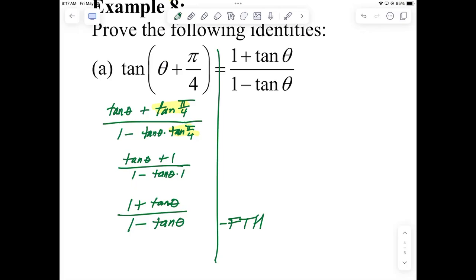So that wasn't that bad. You might prefer that on the quiz instead of tangent of 5 pi 12ths or something. But you'll get a chance to show up with these kinds of proofs on your test next Wednesday on part 2.